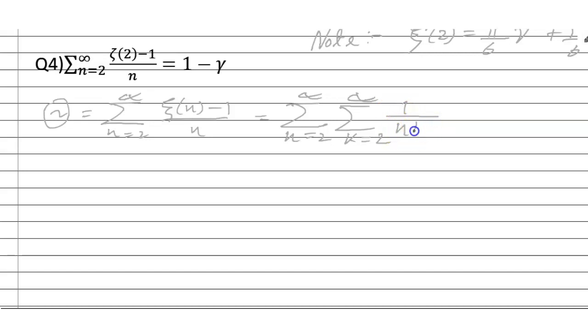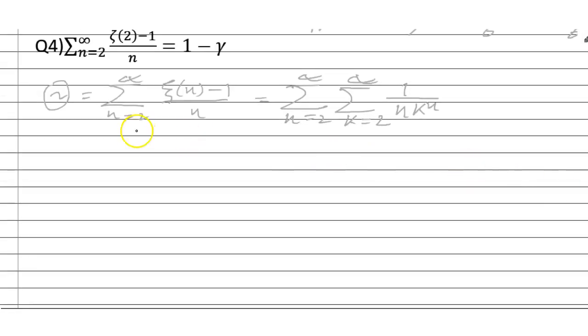1 by n k to the power n, and it can be written this way: summation k equals 2 to infinity 1 by k whole to the power n divided by n, and it can be written k equals 2 to infinity minus 1 by k minus ln 1 minus 1 by k.